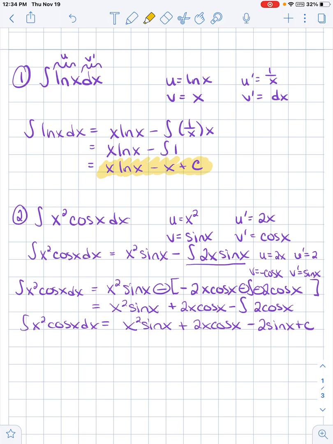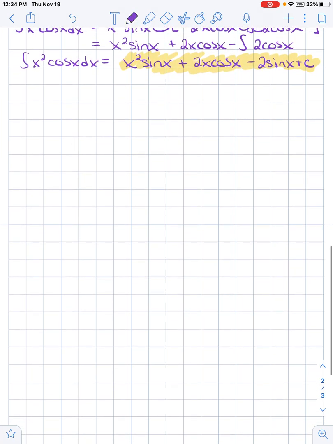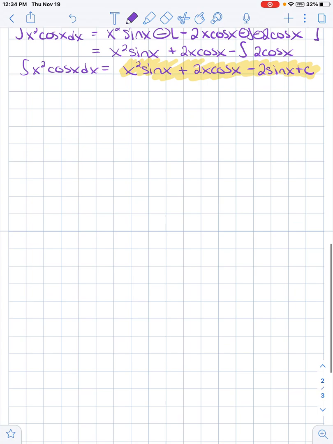So we got to use integration by parts twice in one problem. Kind of cool. Okay, last one. This one is the best. I'm going to create quite a bit of space on this one.